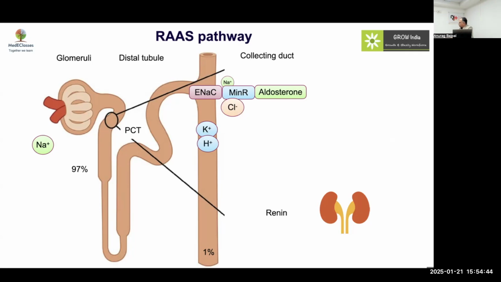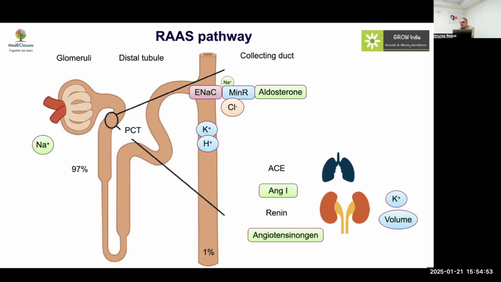Now, kidneys, of course, we know the juxtaglomerular apparatus produces renin in response to potassium and volume, which converts angiotensinogen to angiotensin 1, which is converted via the ACE enzyme into angiotensin 2, which is one of the most important factors. What are the three major functions of ANG2?